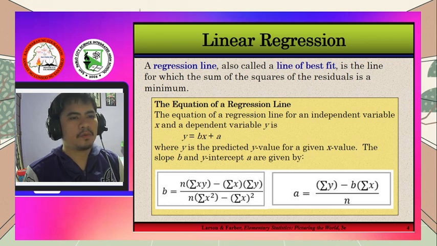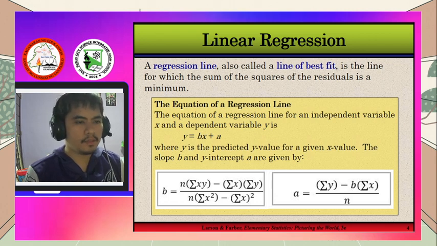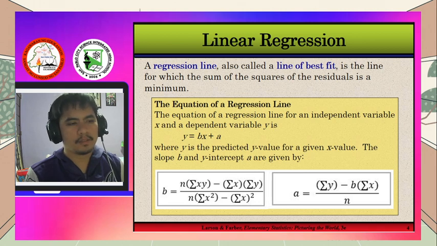The equation of a regression line for an independent variable x and a dependent variable y is y = bx + a, where y is the predicted y value for a given x value, b is the slope, and a is the y-intercept. Below we have the formulas for slope and y-intercept.